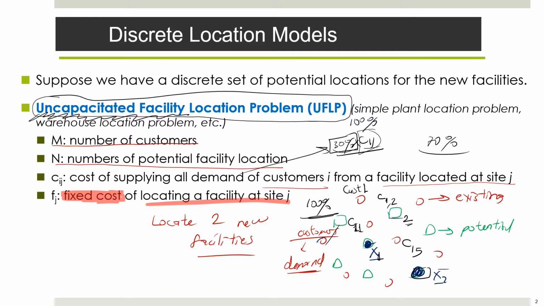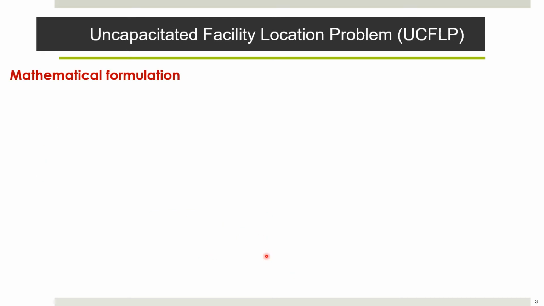So now let us think about how we can formulate this problem. First of all, in order to formulate such a problem, we need to consider the decision variables. What are my decisions?